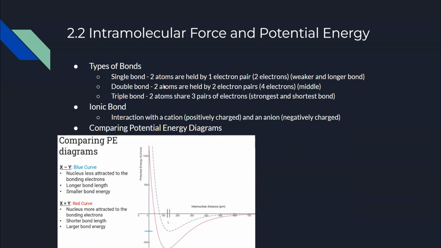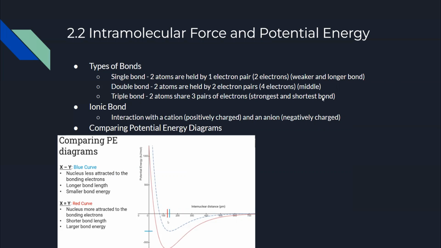Along with that, you have the different types of bonds. A single bond is when 2 atoms are held by 1 electron pair, or 2 electrons. This bond is the weakest, and it's an extremely long bond. You have a double bond, which is when 2 atoms are held by 2 electron pairs, 4 electrons. It's the middle of the batch: stronger than a single bond, but weaker than a triple bond. And a triple bond is when 2 atoms share 3 pairs of electrons. This is the strongest and shortest bond.